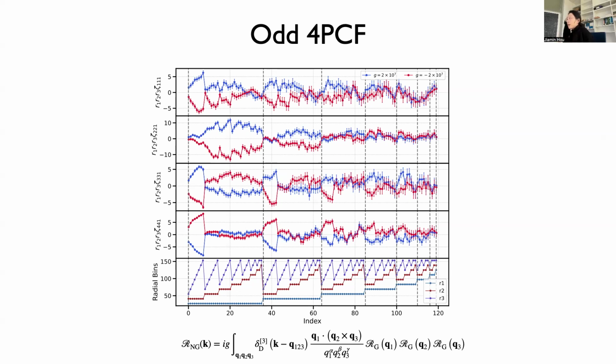This behavior arises from our choice of the template, which peaks at the soft limit, where one of the wave numbers approaches 0. Consequently, for this analysis, the angular channels of interest are primarily those associated with L3 at the lowest order, namely it equals 1.